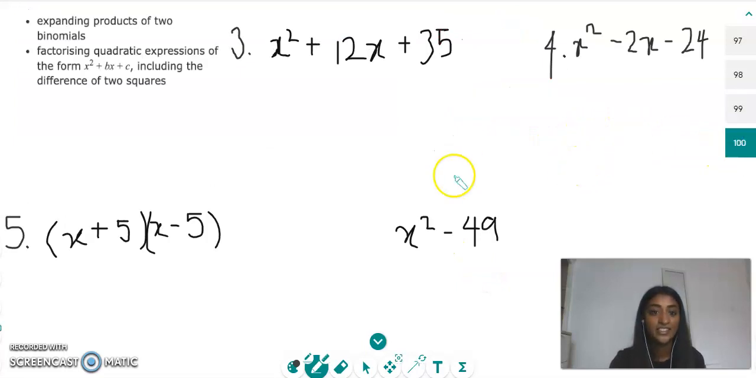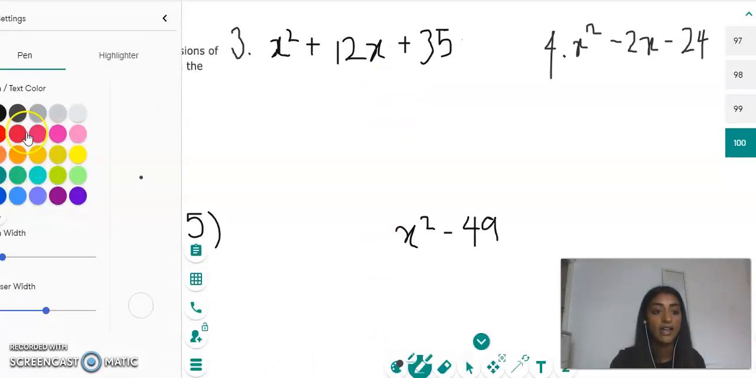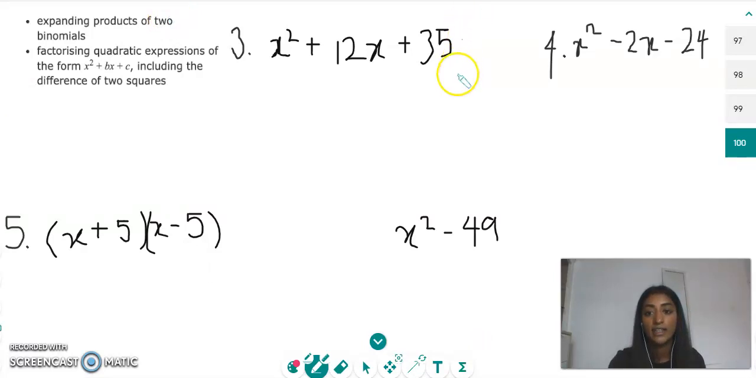Okay, great. So the next part of the specification says factorizing quadratic expressions of the form x squared plus bx plus c. So if we focus on that for now, in this example here, I've got x squared plus 12x plus 35, so b in this case is 12 and c is plus 35. So what we want to do is look at 35 first of all and work out the multiples.